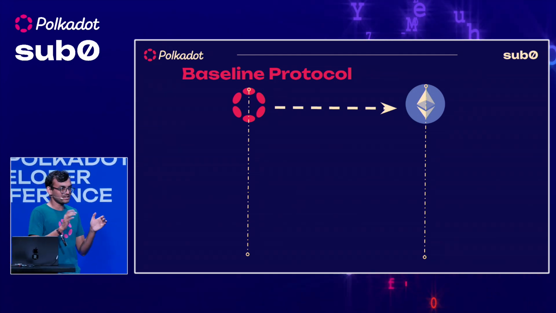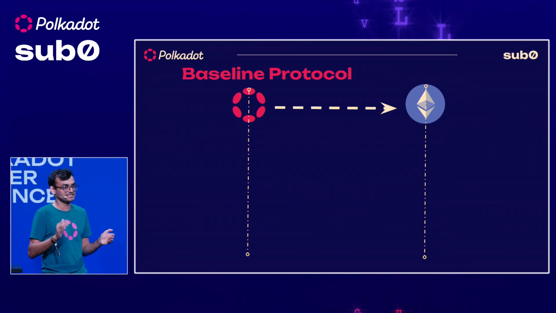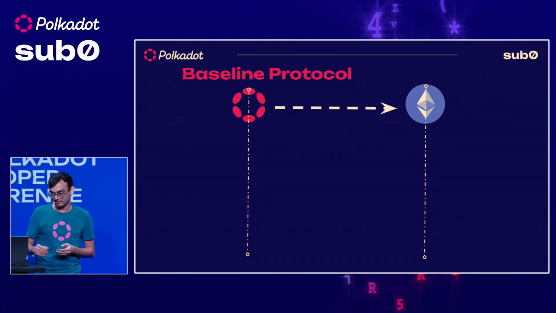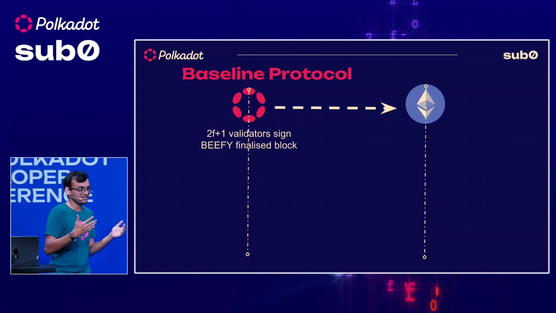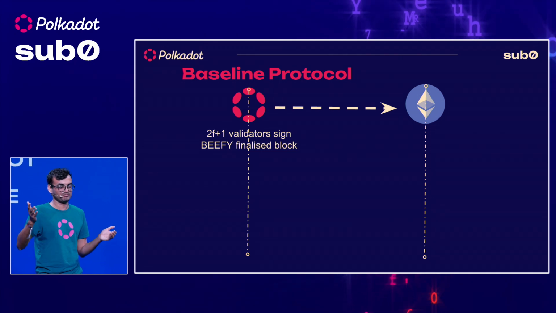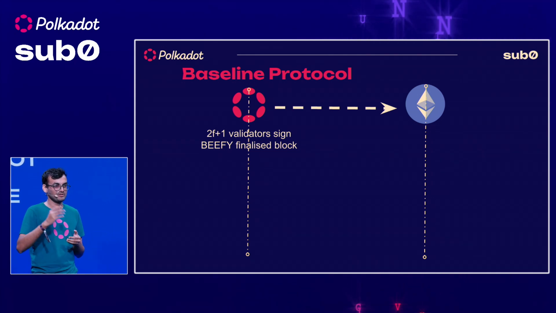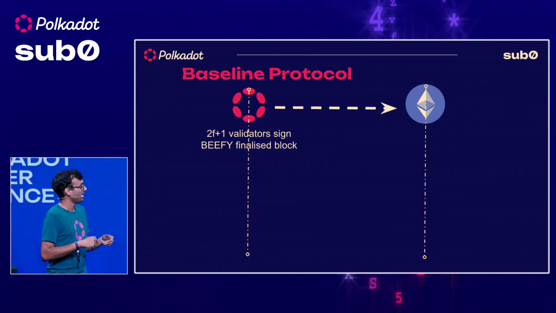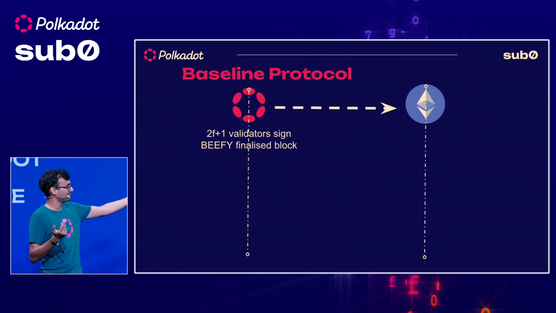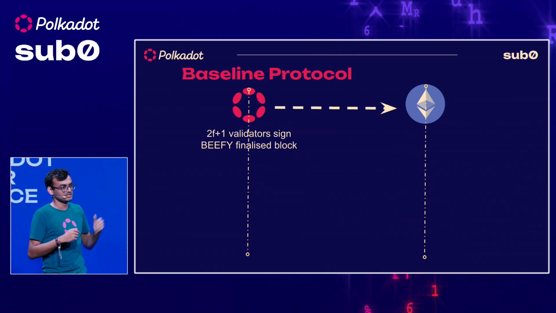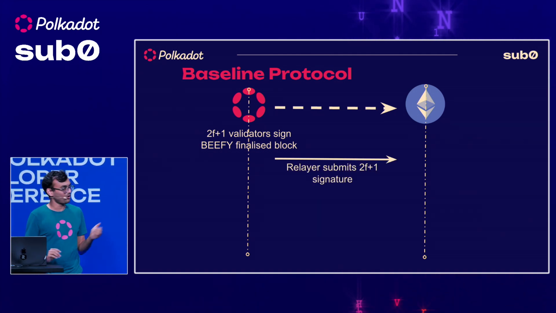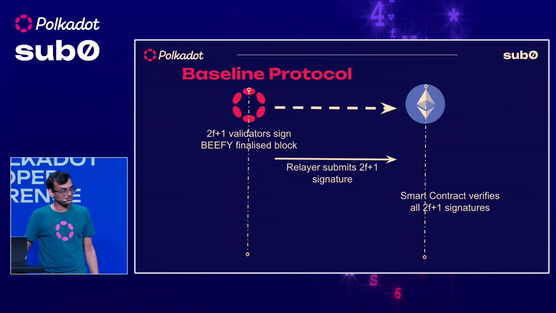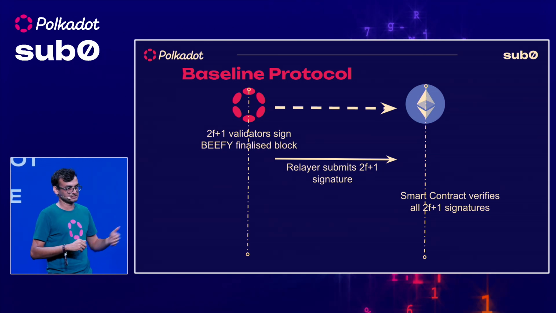But before the optimized version, let's just look at the baseline protocol, right? So how would a smart contract on Ethereum listen to Polkadot finality, right? So once a block is finalized, let's assume there are 3f+1 validators on Polkadot, where at most f can be malicious, like the usual BFT assumptions. So a Beefy block is finalized when 2f+1 validators sign on that block, right? So the simple thing that we could do is send all these signatures to the smart contract, and then the smart contract verifies all these 2f+1 signatures, right?